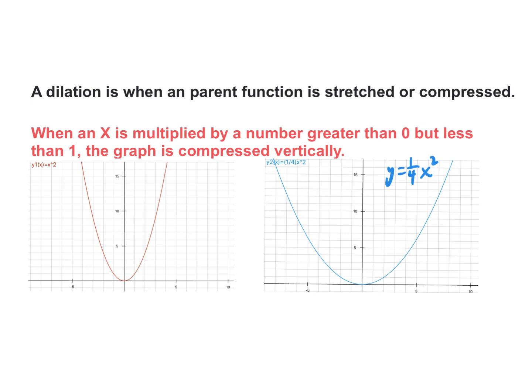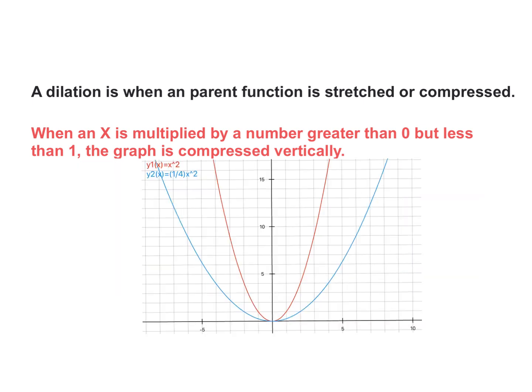So again, here's the way to think about the vertical compression. I'm going to put them both on top of each other. Again, you can just draw a sketch. So if we think again of the vertex being anchored, the red is the parent. If I push down on the top of it, it's going to make it flare out. So that's why we call this a vertical compression.